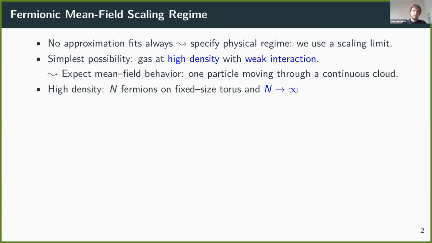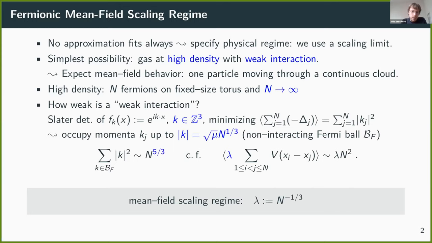Now, let's be a little bit more precise about that. What do I mean by high density? That's very simple. We're on a fixed size torus, so as we take the particle number n to plus infinity, obviously we get a high density. Now, more interestingly, how weak is a weak interaction? You can see that by considering a simple example: let's take a look at a Slater determinant given in terms of plane waves. The momenta k will be in Z to the 3, since we're on a torus, a discrete set of momenta.